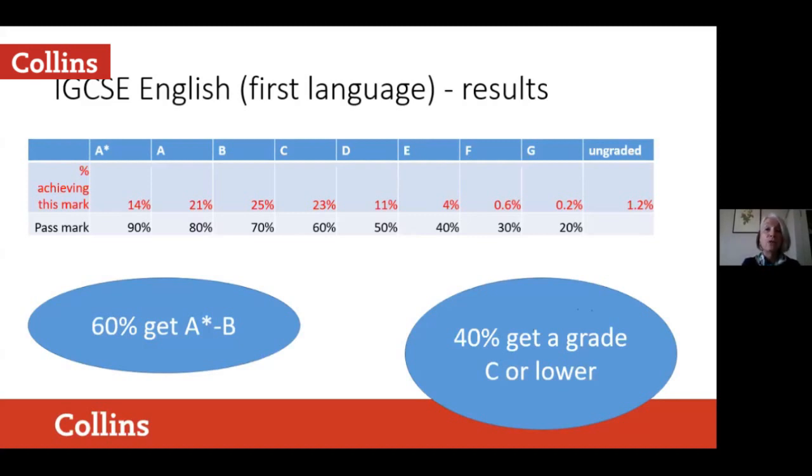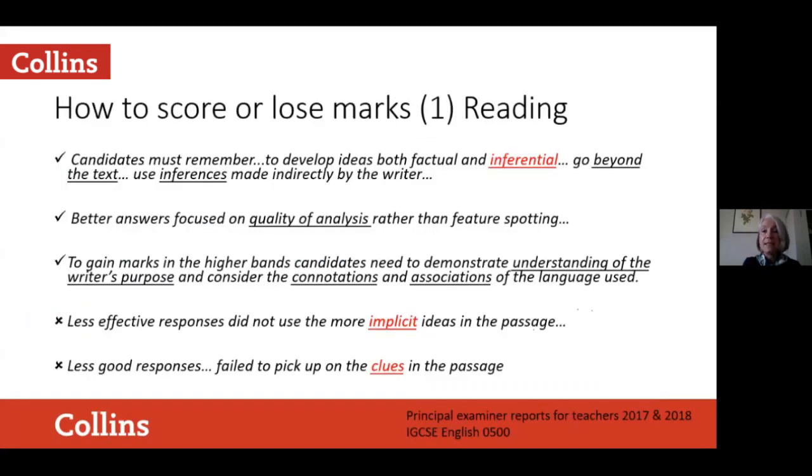They're looking for an A or an A star. If a student wants to go and study in the US or the UK or Australia or Singapore, the more A's and A stars they have in their results, the better. So what is it that helps a student go from a grade C to a B or an A or an A star? And these are the things the examiners have highlighted.